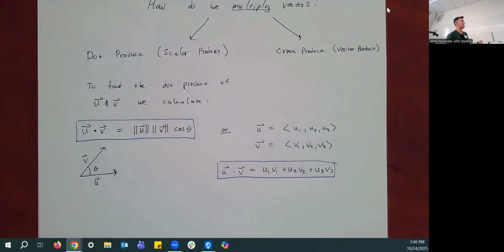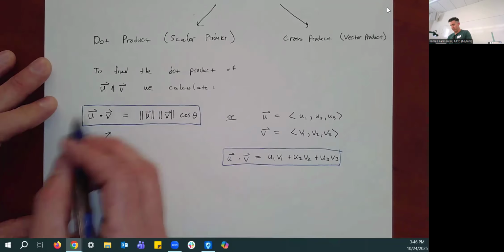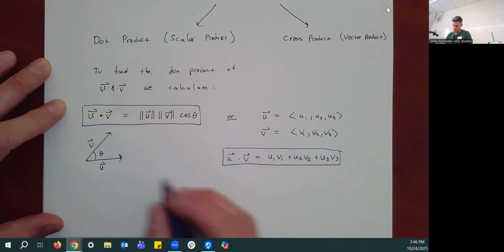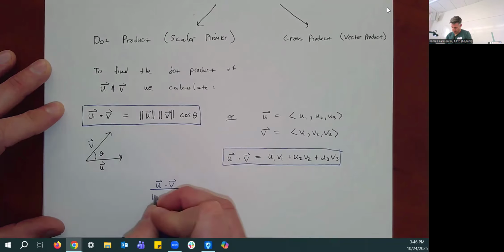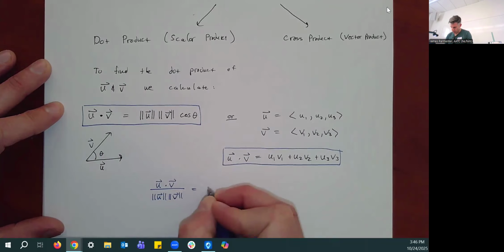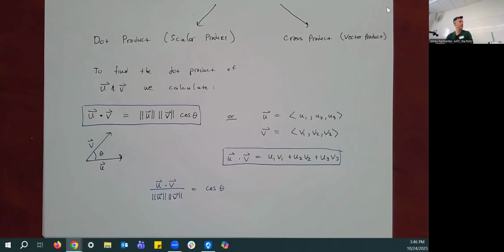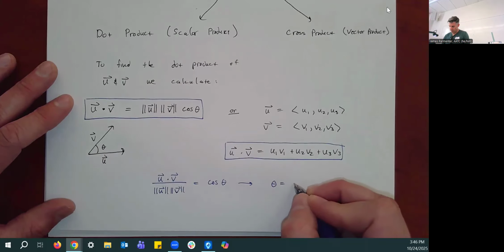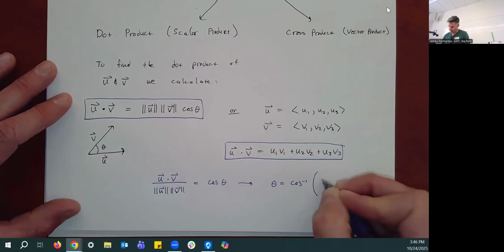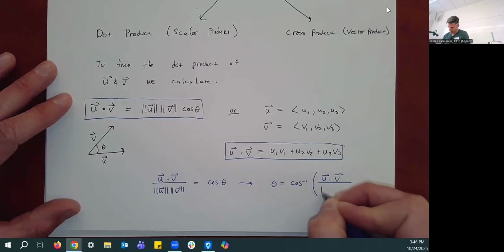Now, what's kind of neat about this is you can actually use the combination of these two ways of calculating the dot product to find the angle between any two vectors. So if we set these two things equal to each other, you can say U dotted with V divided by the magnitude of U and the magnitude of V is equal to cosine of the angle between them. Which means you can find that the angle between two vectors is exactly equal to the inverse cosine of the dot product divided by the magnitudes.